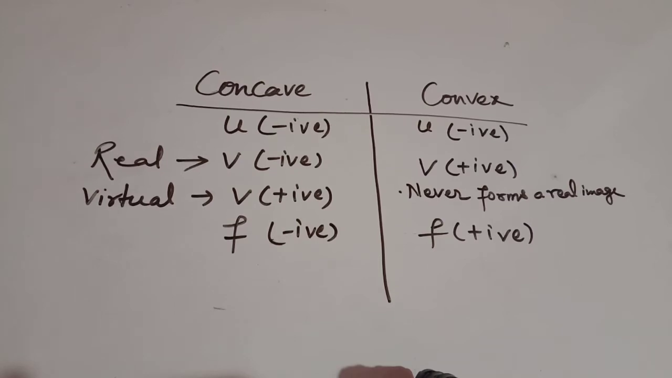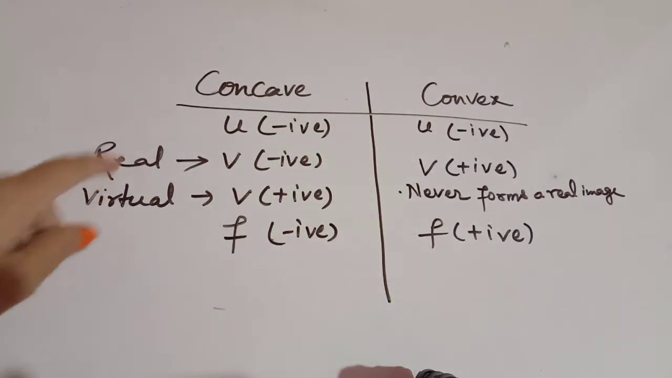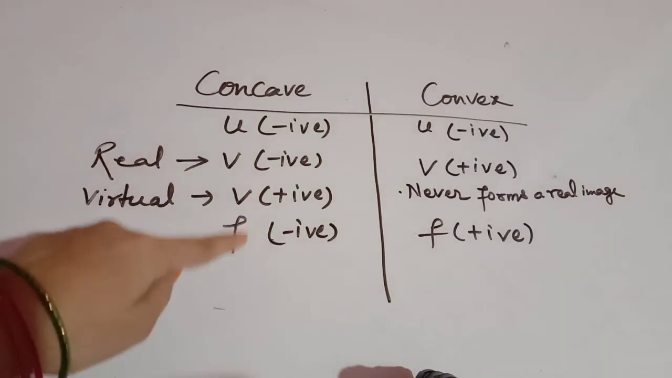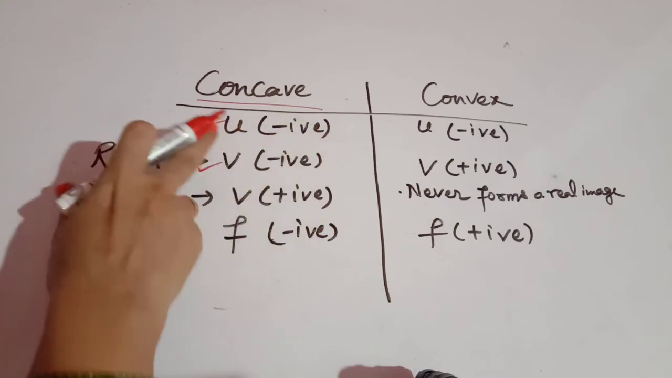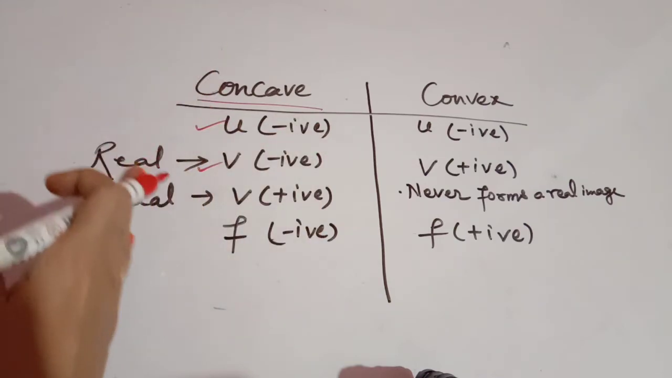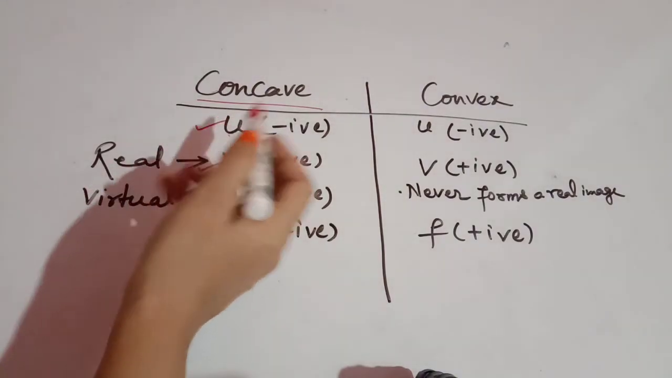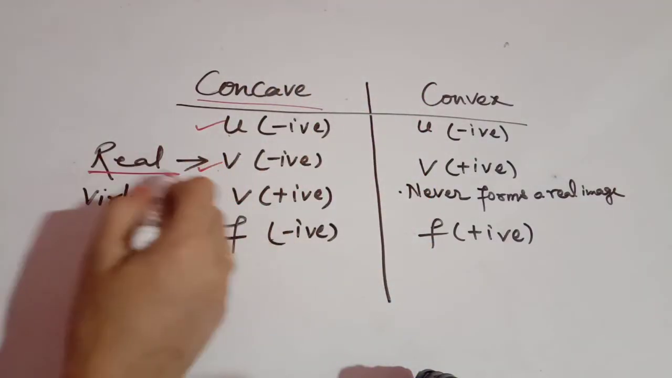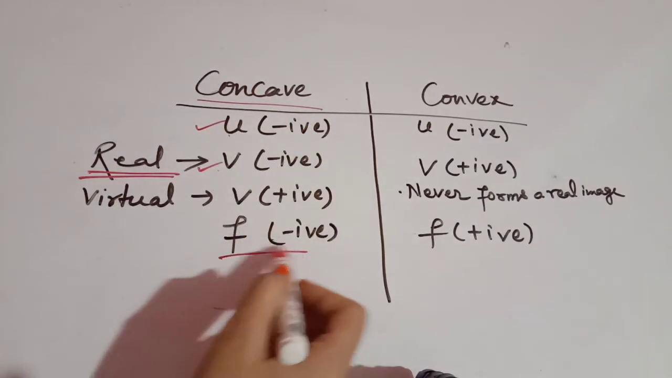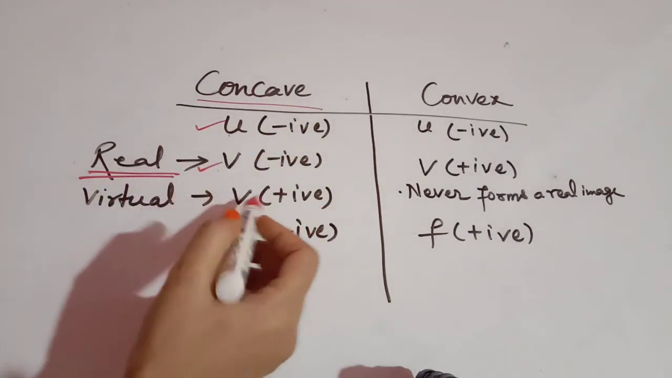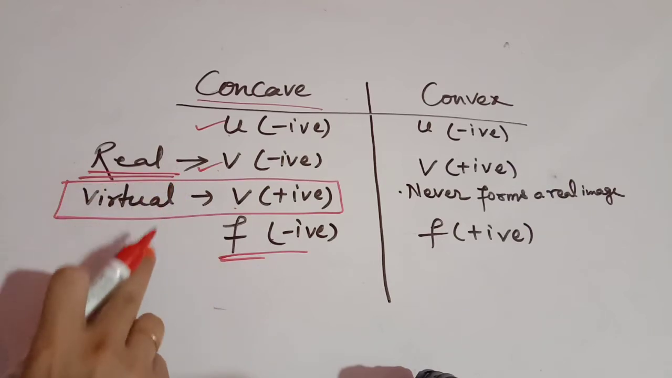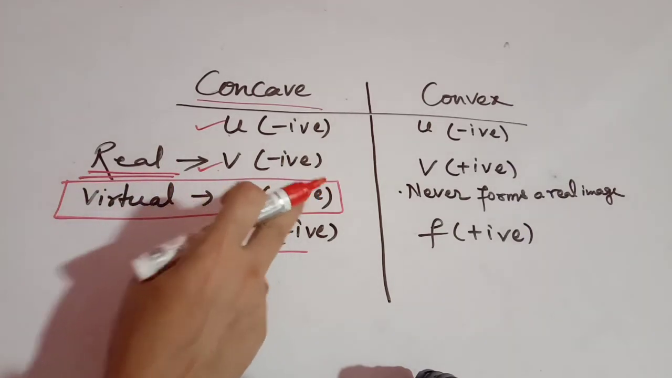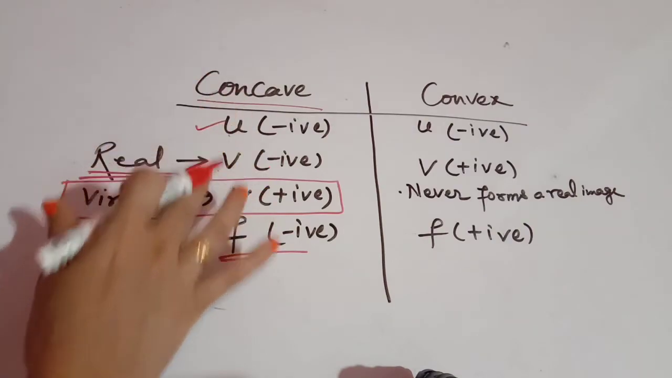With the same concept, understand the sign convention for both concave and convex. For the concave mirror: U negative, V negative, F negative. These are the first three things. U means the position of the object, because we always keep the object on the left side from the pole, so it is negative. The image also forms on the left side, all real images form on the left side, so that is negative. Focal length is always negative. In which case is V positive? In one case, when the image is virtual. If your image is virtual, then only it will be positive. Otherwise, for the concave mirror, U, V, F are negative.